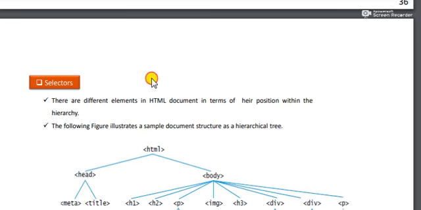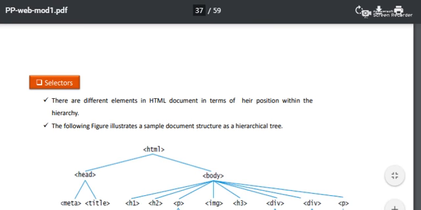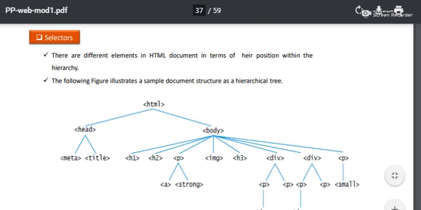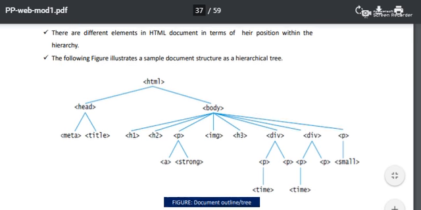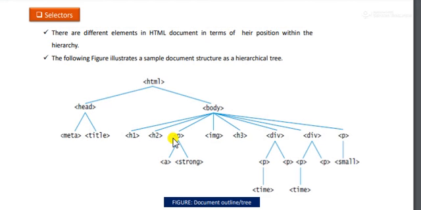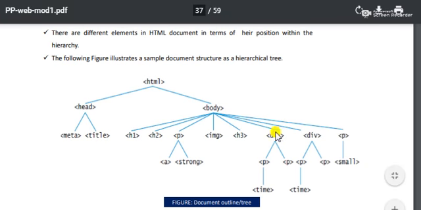So next is selectors. What is a selector? There are different elements in an HTML document in terms of their position within the hierarchy. The following figure illustrates a sample document structure as a hierarchical tree. Selector, I already told: the elements in HTML we call selectors. But here also it will follow your family structure. You already know family relations, right? In your logical questions they are asking. Like that, here also that blood relation will be very important.